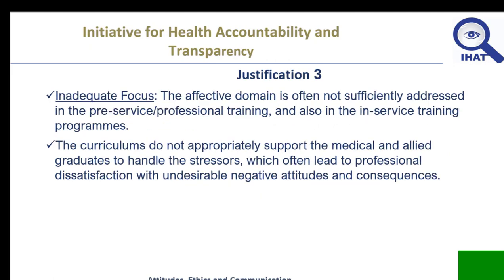The third justification is that there is inadequate focus, primarily on the affective domain. The affective domain is often not sufficiently addressed in the pre-service professional trainings and also in the in-service training programs. The curriculums do not appropriately support the medical and allied graduates to handle the stressors which often lead to professional dissatisfaction, with undesirable negative attitudes and consequences.